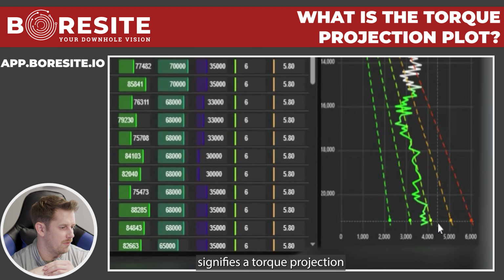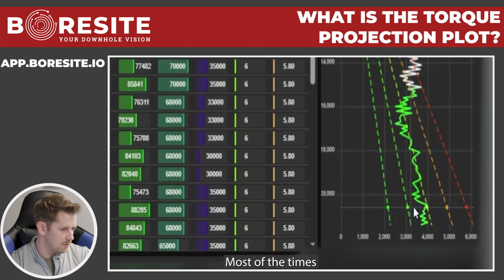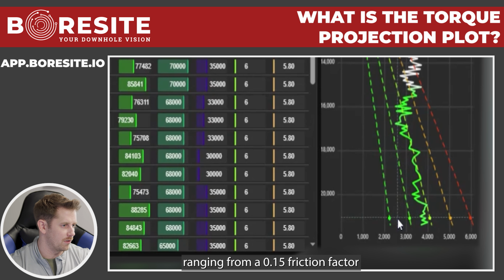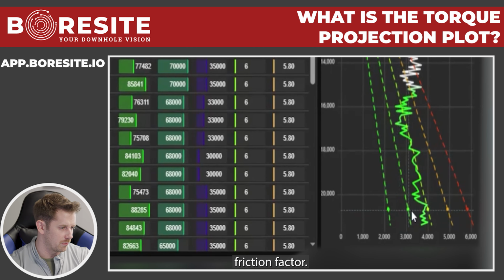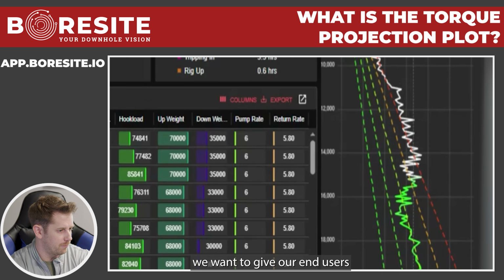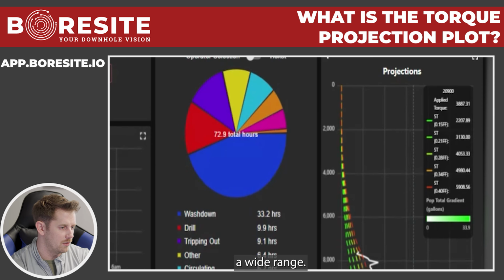Each one of these lines signifies a torque projection at a different friction factor. Most of the time we will plot these lines ranging from a 0.15 friction factor all the way up to a 0.40 friction factor. The reason we do this is we want to give our end users a wide range to view their torque data and their projections so they get an idea for how we're following along.